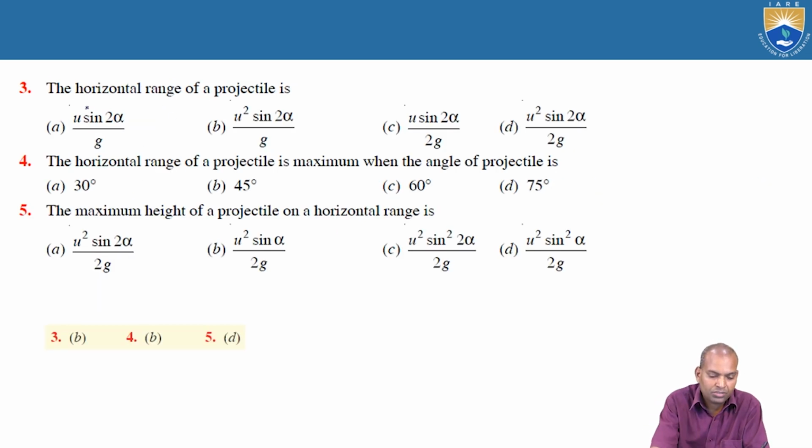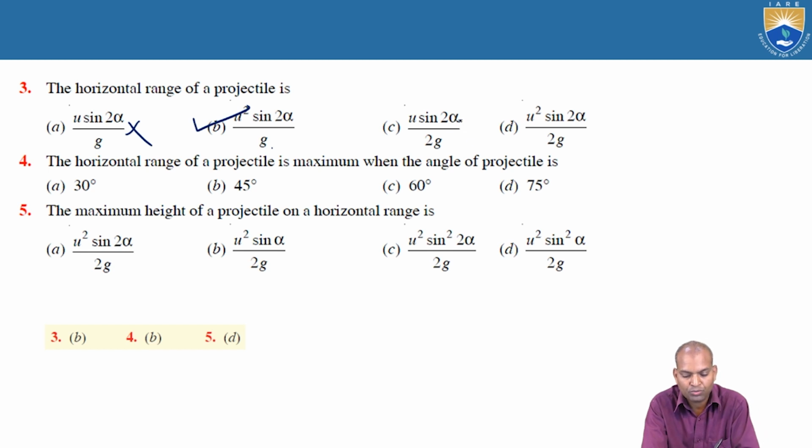The next one: the horizontal range of a projectile is u square sine 2 alpha by g. B is the answer. The other options, u sine alpha, u sine 2 alpha by g, u sine 2 alpha by 2g, and u square sine 2 alpha by 2g, are all no.